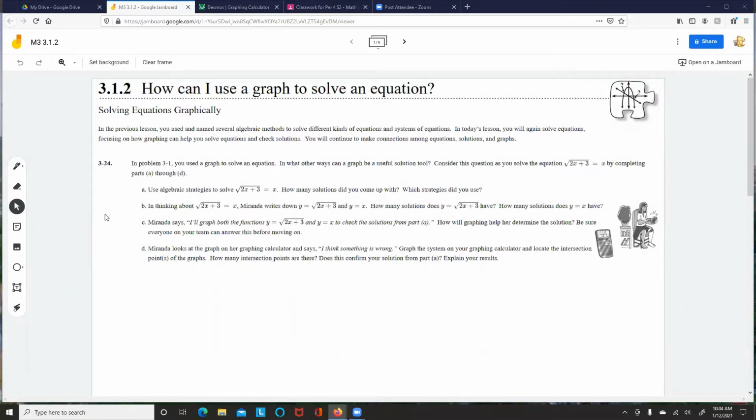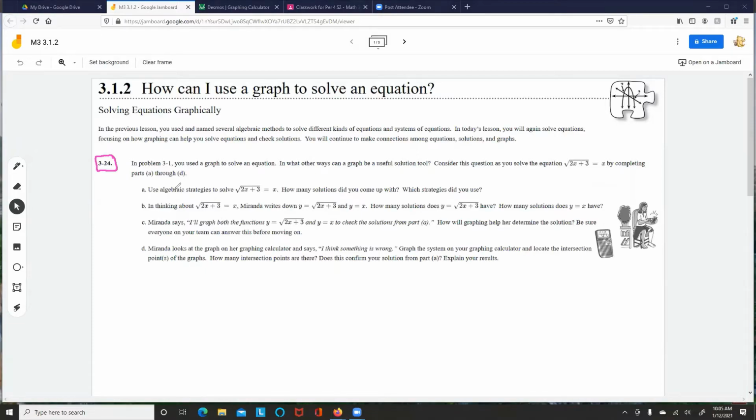How can I use a graph to solve the equation? Kind of continuing the last lesson from last time, but we're going to go more in depth. Okay, so let me get my pen. 24, 3-1. In problem number 1 of this section, we use a graph to solve the equation. And what other ways can a graph be a useful solution tool?